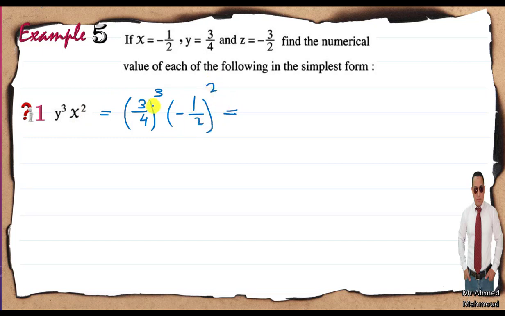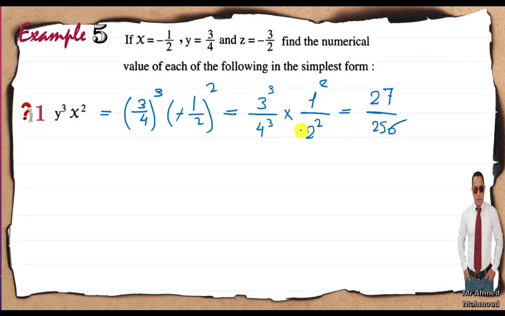Now I am going to distribute the powers by looking carefully. 3/4 and the negative 1/2 are not like bases, so I can't add the powers. So I'm going to distribute the powers: 3 to the power of 3, 4 to the power of 3, times. I'm going to skip the negative to cancel the negative. So I'm going to distribute the power: 1 to the power of 2, 2 to the power of 2. So I'm going to multiply them. The result equals 27 over 256.